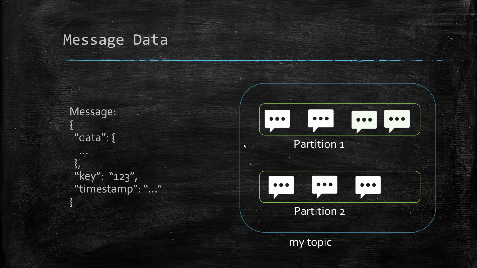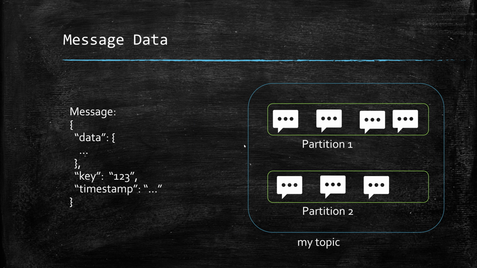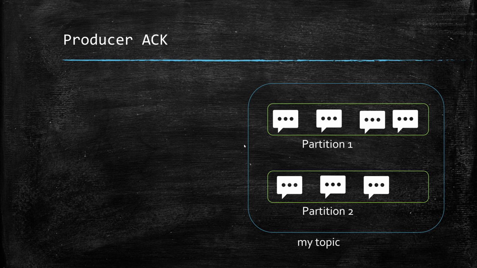If no key is provided, then the messages can land in any partition and it might be consumed by the consumer in any order. So a producer can produce a message in Kafka and it has the following: a partition key, which is optional, the message data itself, and a timestamp which gives the information of when this message was pushed to the producer.